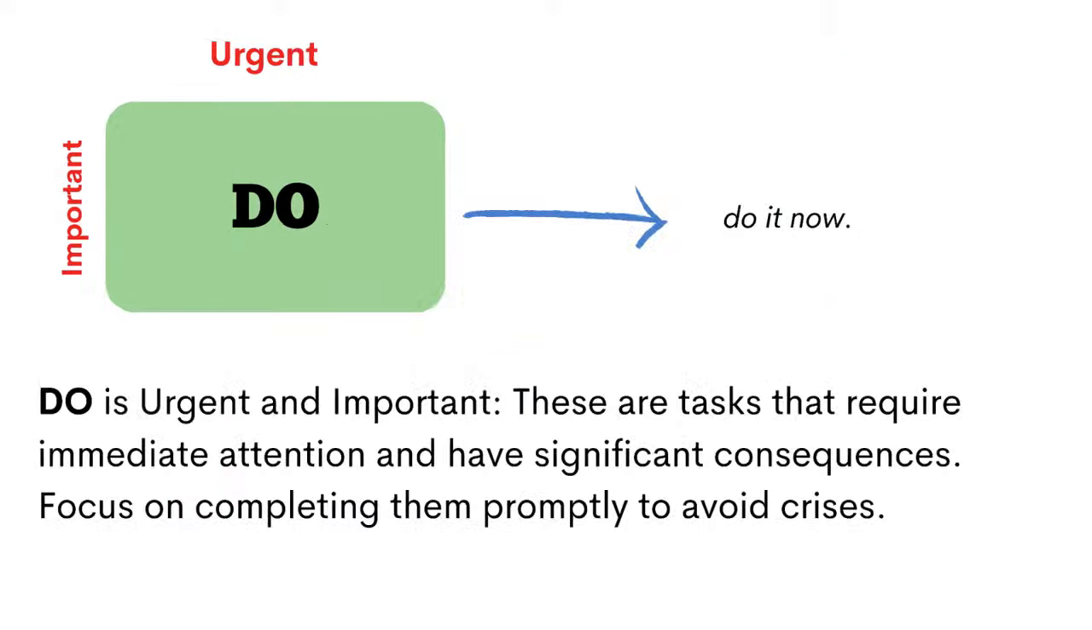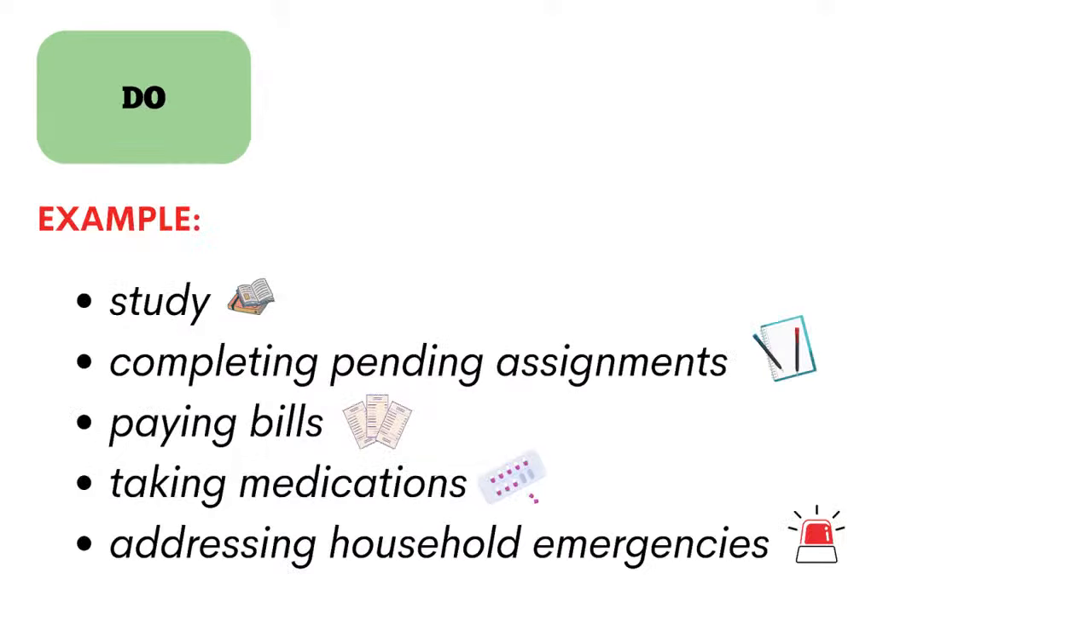All right. So the first box that I talked about was the important and the urgent things. These are things we need to do now. So do is urgent and important. These are tasks that require immediate attention. Think of some things in your mind that are important and are urgent and you need to do them, okay? Because if you don't do them, you will have significant consequences. So we need to focus on completing them, because if you don't do these things, a crisis is coming. Now, very few tasks are important and urgent. So let's look at it.